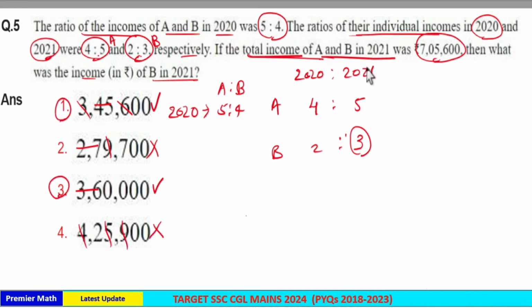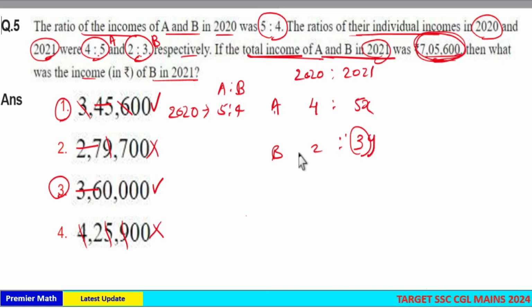The total income of A and B in 2021 was 7,56,000. But we can't equate 5 plus 3, 8 part as 7,56,000. This is just 5x and 3y because there is no relation between A and B in 2021. So we can equate 5x plus 3y as 7,56,000. But there is a relation between A and B in 2020, which is 5:4.